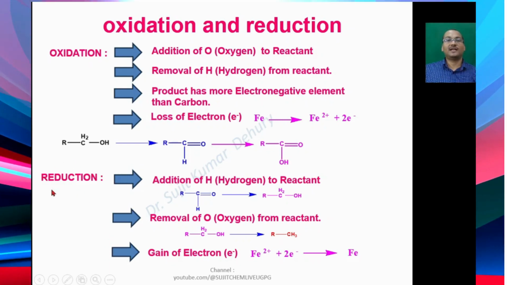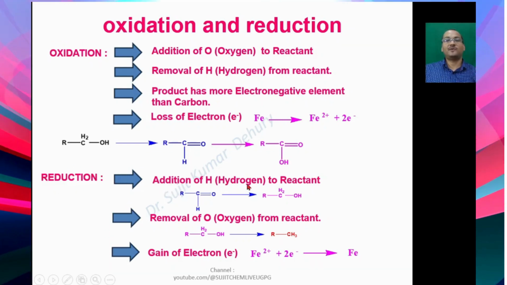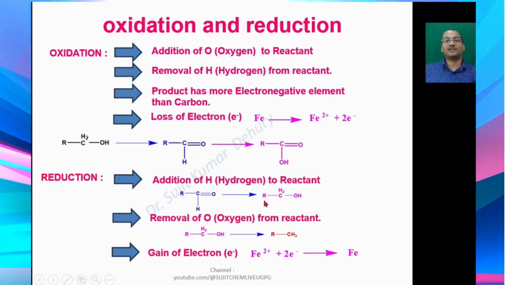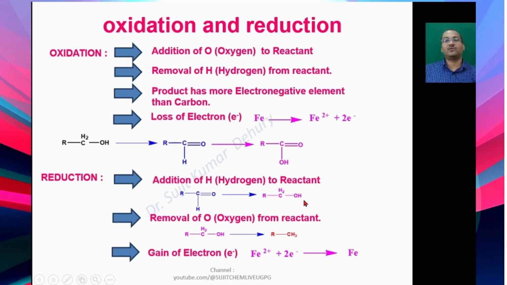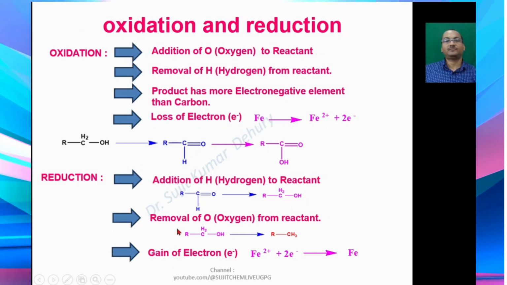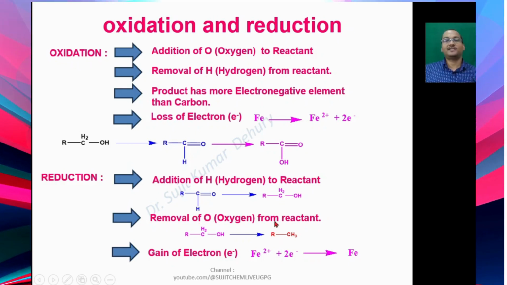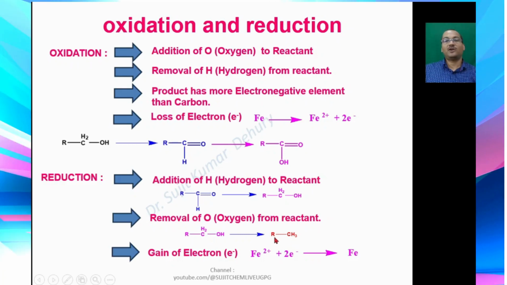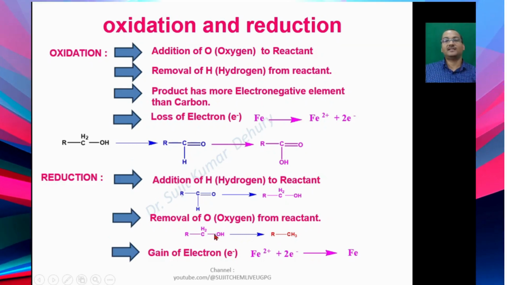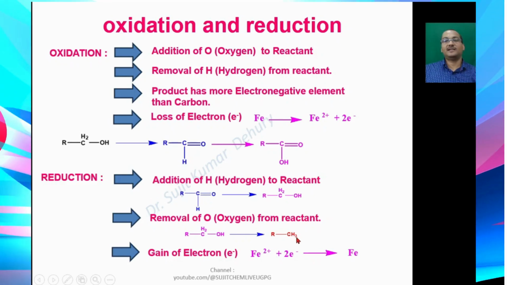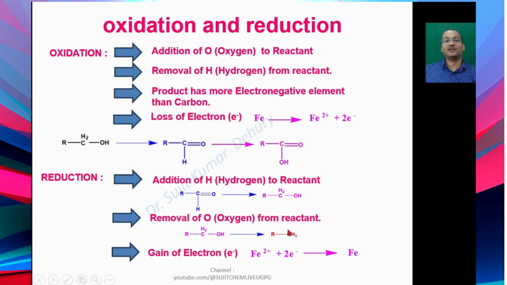Similarly, reduction we can explain in terms of addition of hydrogen to a reactant. If we take the example RCHO, that becomes RCH2OH, so here hydrogen is added. Similarly, removal of oxygen from the reactant: here RCH2OH, and the product is RCH3. Oxygen is removed from the reactant and the product becomes RCH3. This is also reduction.